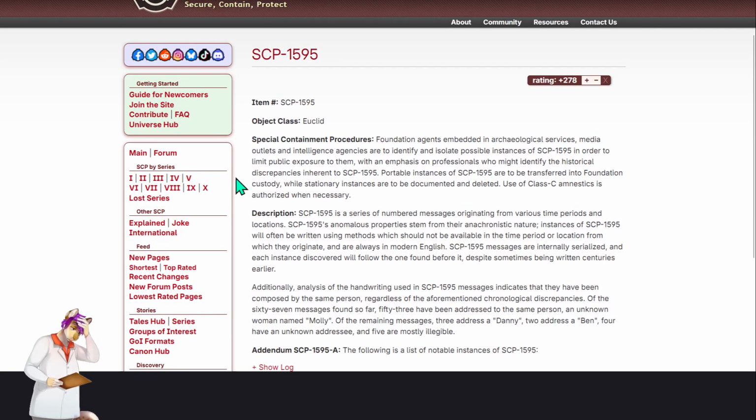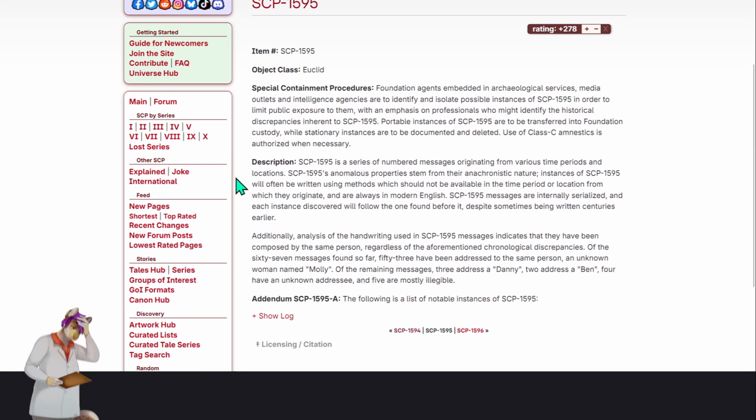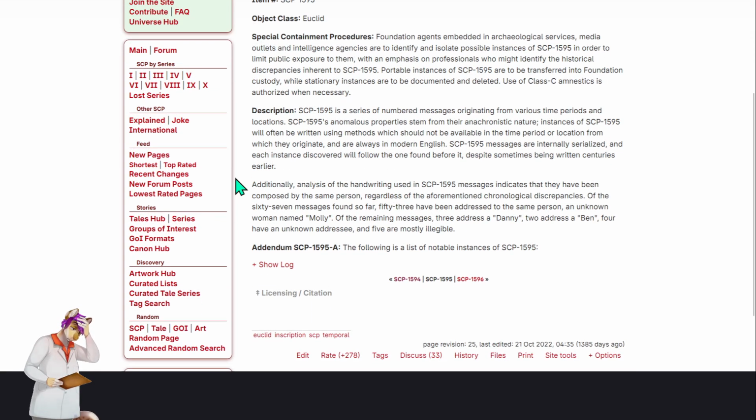Anyway, SCP-1595 is a Euclid. Foundation agents embedded in archaeological services, media outlets, and intelligence agencies are to identify and isolate possible instances of 1595 in order to limit public exposure to them, with an emphasis on professionals who might identify the historical discrepancies inherent to SCP-1595. Portable instances are to be transferred into Foundation custody, while stationary instances are to be documented and deleted. Use of Class C amnestics is authorized when necessary.